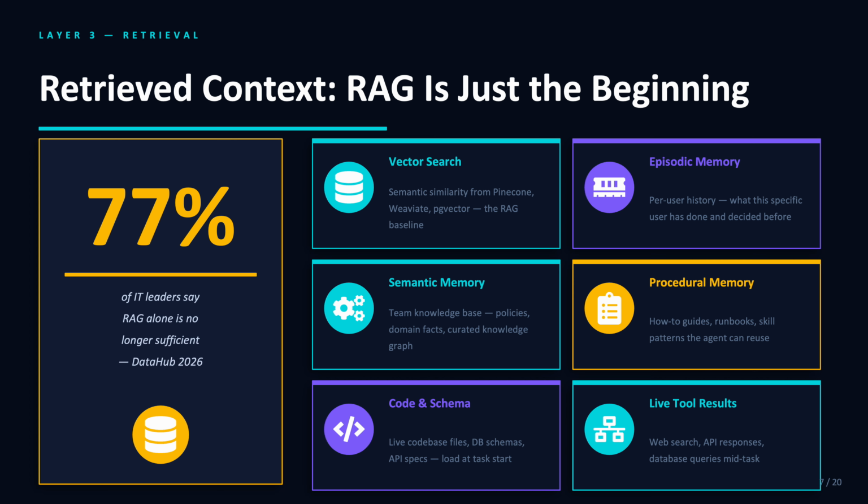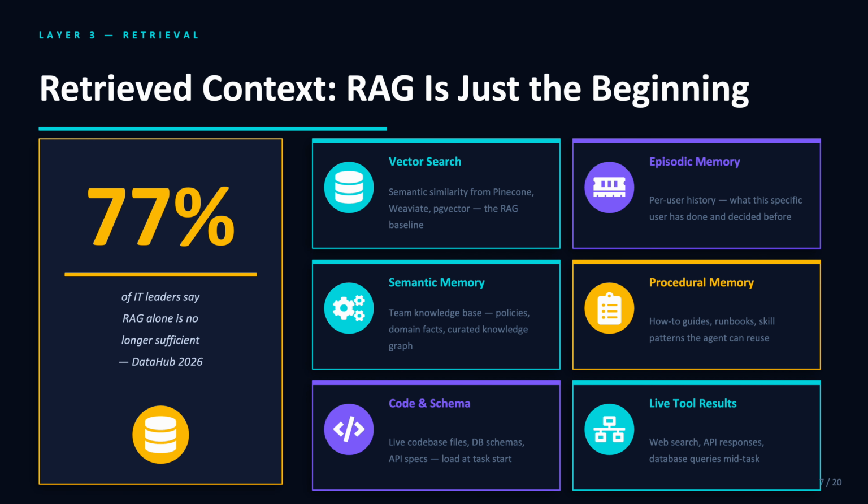Code and schema. Live codebase files, database schemas, API specs. These should never be burned into your system prompt. Load them at task start, specifically the files relevant to the current task. Live tool results, web searches, API responses, database queries that happen mid-task as the agent discovers it needs more information.